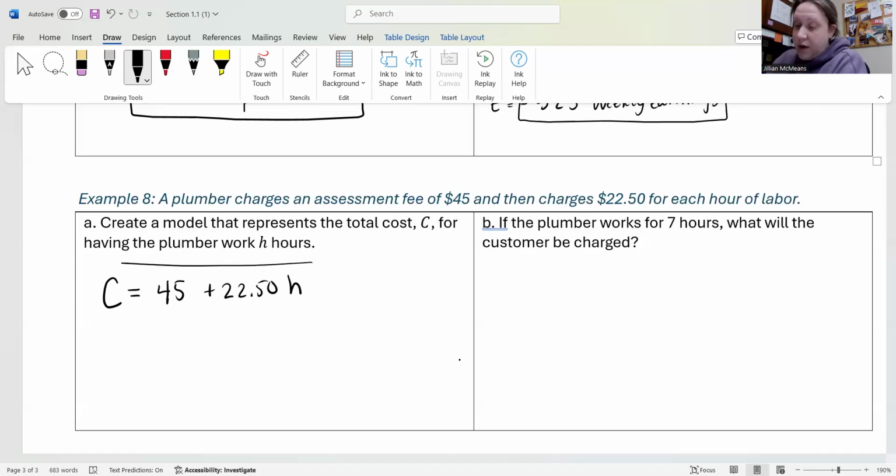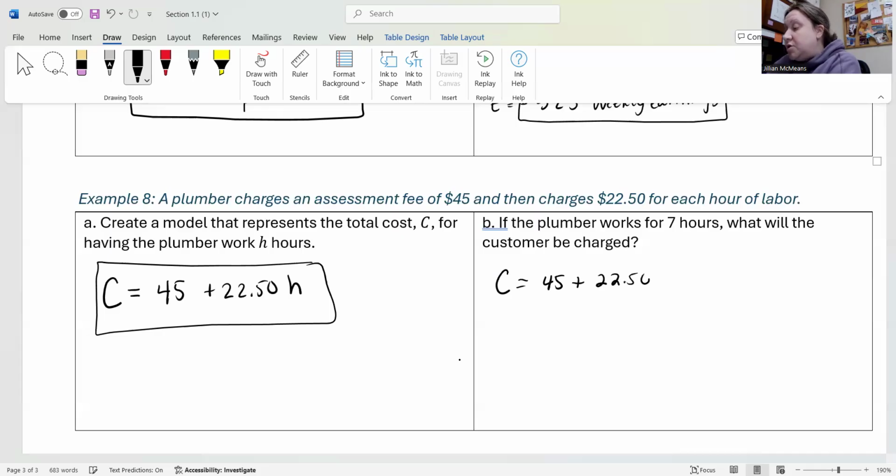So this is the model right here that we could use. And what's cool about this is if we have any given value for C, we could figure out how many hours were worked. And then on the flip side, given any number of hours worked, we could figure out what C is. So let's see what part B asks us. Part B says, if the plumber works 7 hours, what will the customer be charged? Well, we want to know the total cost, okay? So the plumber is going to charge them the $45 no matter what. In addition to that, they're going to get charged $22.50 for each of those 7 hours that were worked.